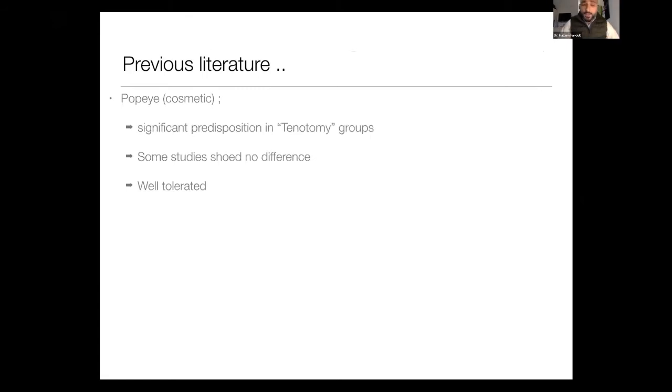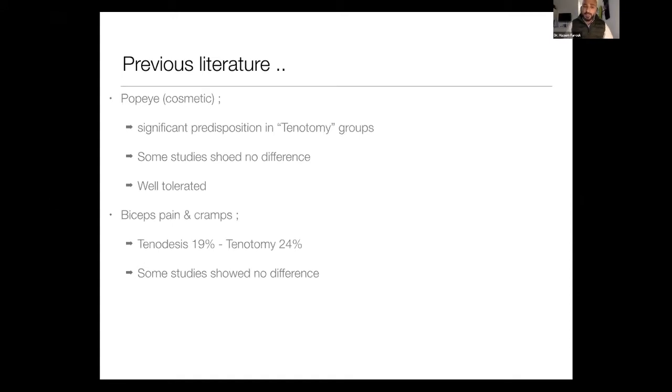So when I got back to the literature, I saw that regarding the Popeye deformity, there is a significant predisposition with the tenotomy groups. Definitely Popeye happens more with the tenotomy groups than the tenodesis group, and sometimes studies showed no difference in the Popeye deformity between either group. And actually it is a complication that is well tolerated. So by skimming the literature, I didn't reach a clear-cut solution or an indication whether it is better to do the tenodesis or the tenotomy.